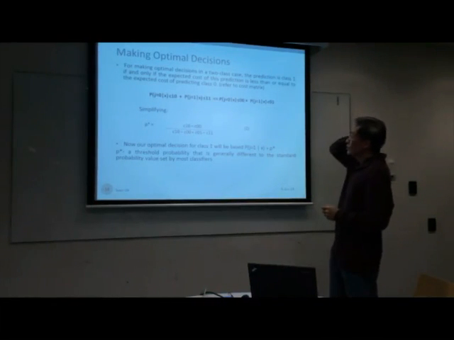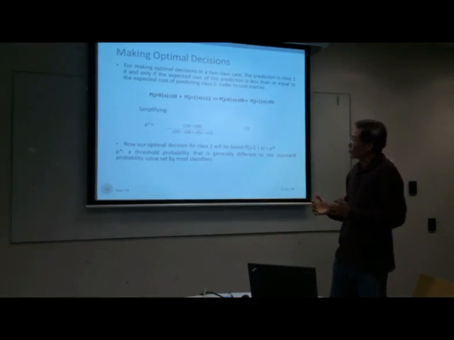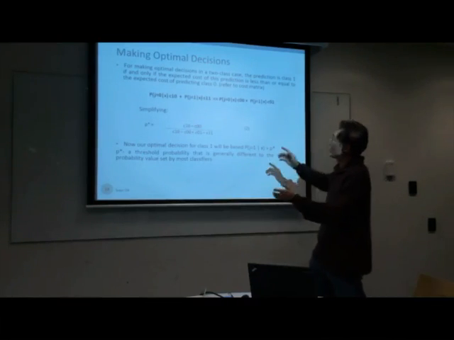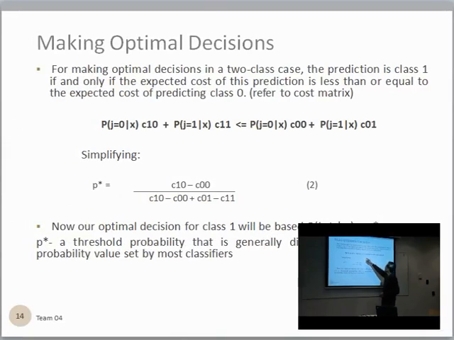Based on cost, we can see that there is a certain cost for predicting class 1, and there is a certain cost for predicting class 0. It makes sense that we only decide that the prediction should be class 1 if the cost of predicting class 1 is less than the cost of predicting class 0.